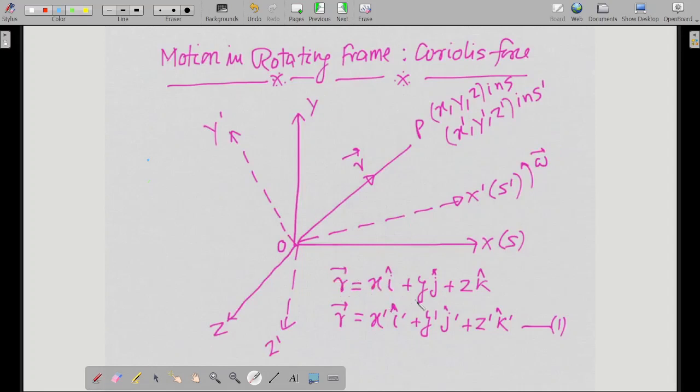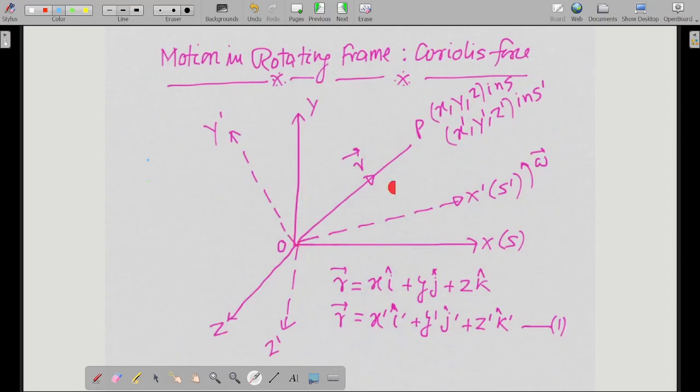Then r is your x i cap plus y j cap plus z k cap. So this is your r vector. Now, the origin of these two coordinate axes, the S prime frame and the S frame, is the same origin O. So with respect to this origin O, the vector r is common for both these frames. For the S prime frame also the r vector is there, and for the S frame also the r vector is there. The vector is common because the origin of the two frames is common, and the origin is not changing for any of the frames.